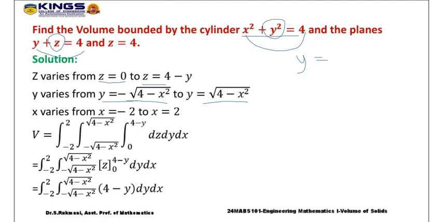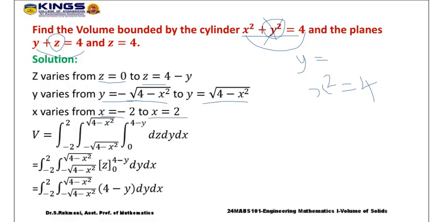And finally we have to find out the limit for x. So for finding the limit for x, we have to put y equal to 0. So this becomes 0. So what about the remaining? x square equal to 4. So x square equal to 4 means what about x? x equal to plus or minus 2. That means x starts from minus 2 to x equal to plus 2. Okay, so substitute all the limits into the formula.